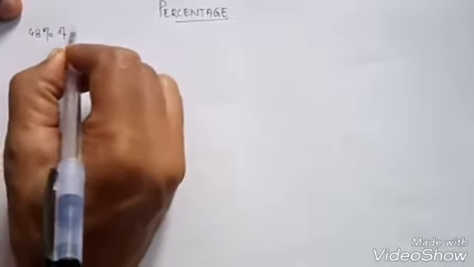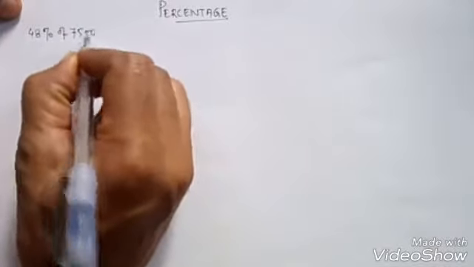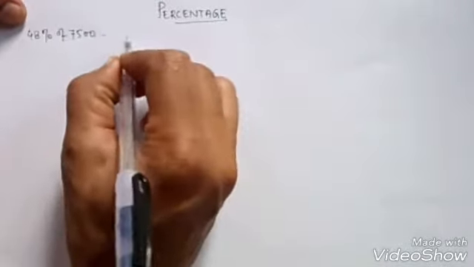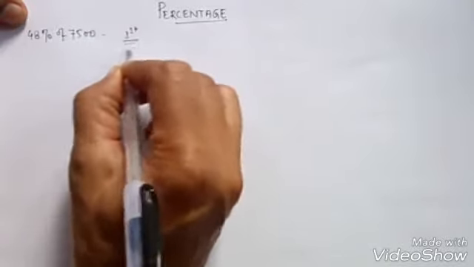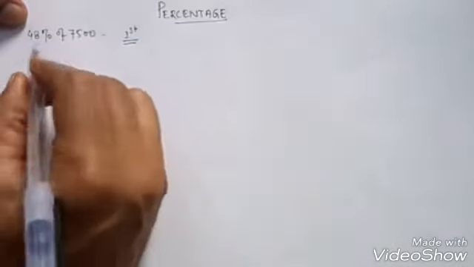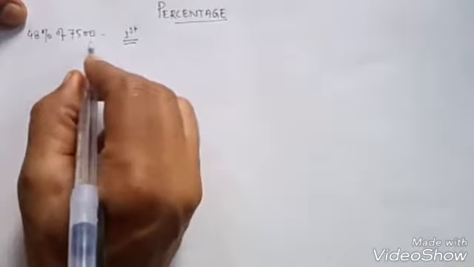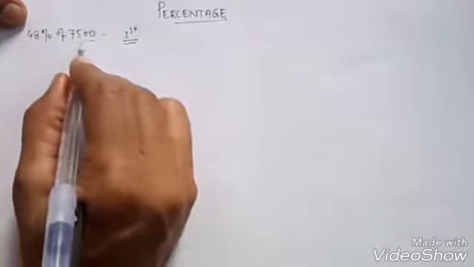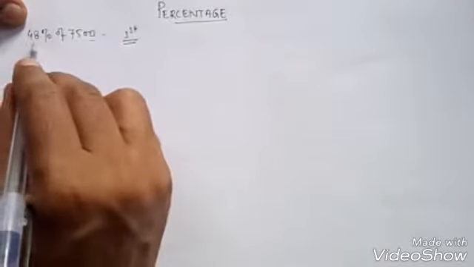So let's begin with 48% of 7500. To solve this question, I have two methods. The first method I'm going to discuss with you first. 48% of 7500. This is the term with respect to which we are going to calculate the percentage.